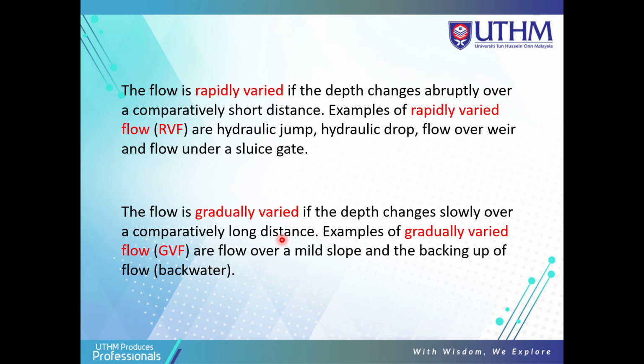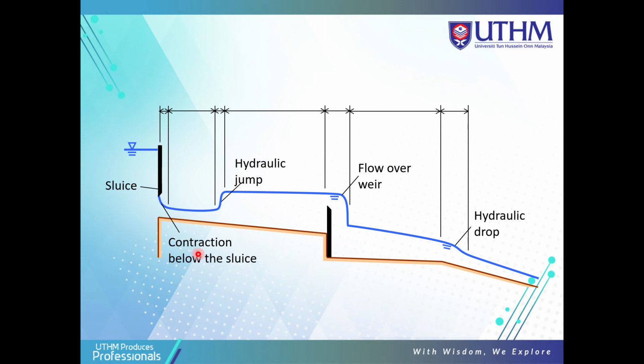So we cover it in topic 4. Topic 3 is for rapidly varied flow. Topic 4 is gradually varied flow. So now we can look at the sketch here for the hydraulic jump. Hydraulic jump is rapidly varied flow. So we can know that this is the concept of rapidly varied flow.